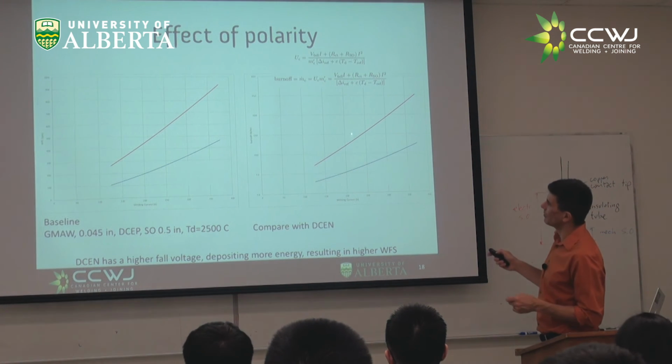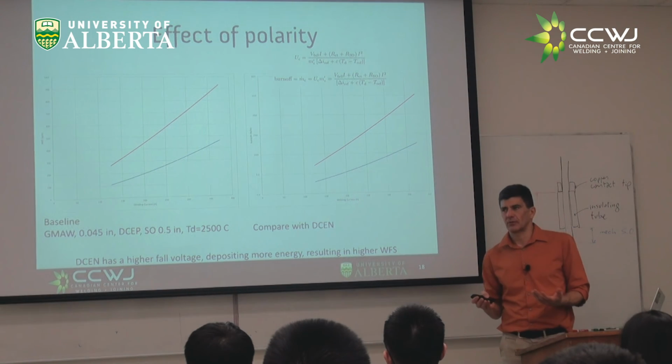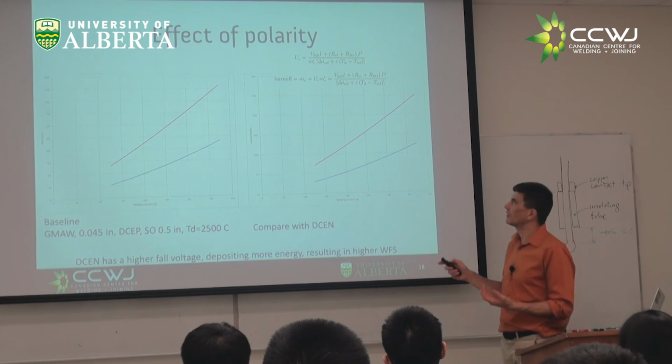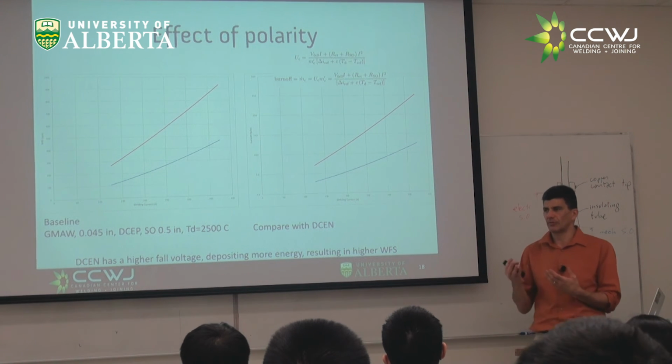But look how much more wire you're melting. If I were to give you the problem with variable polarity, right? So this voltage fall would be the average, the weighted average of the voltage falls.